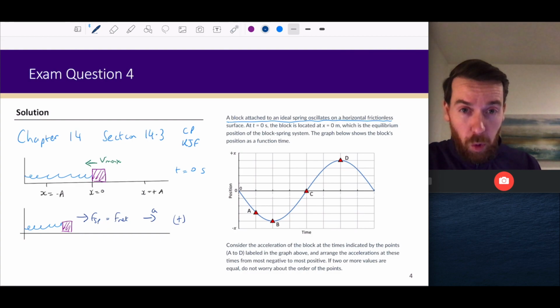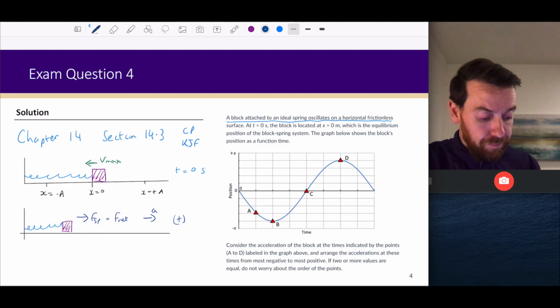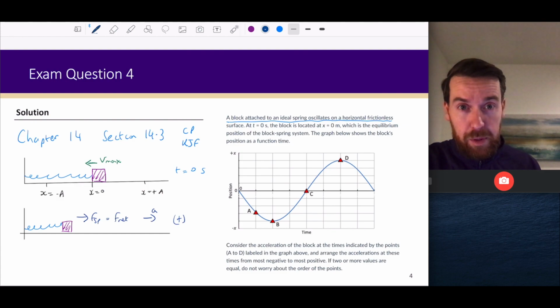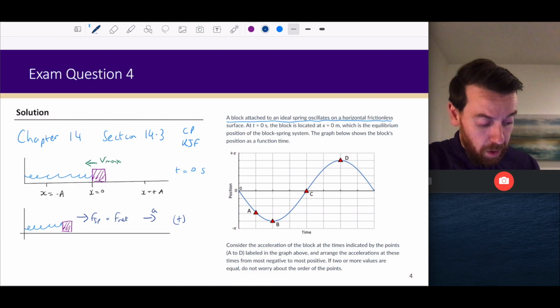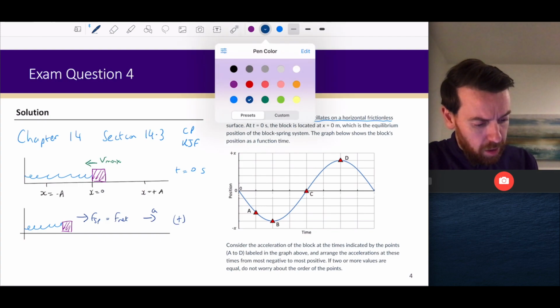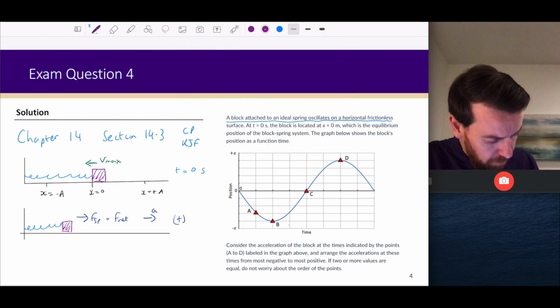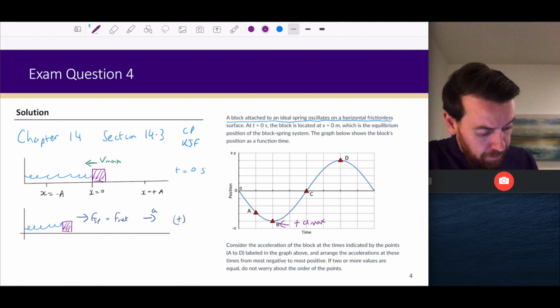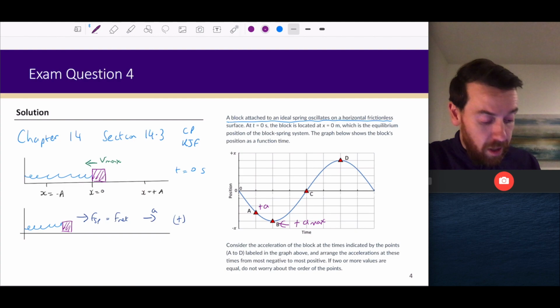It gets even more positive at B, and that's true: at the maximum negative position, the acceleration is most positive. So we can add those details in. I'll just write on top of the graph here. Hopefully you can see this. At B we have positive a max. The acceleration is also positive at position A.